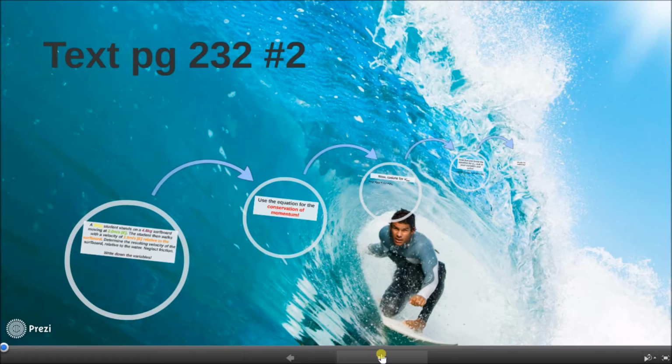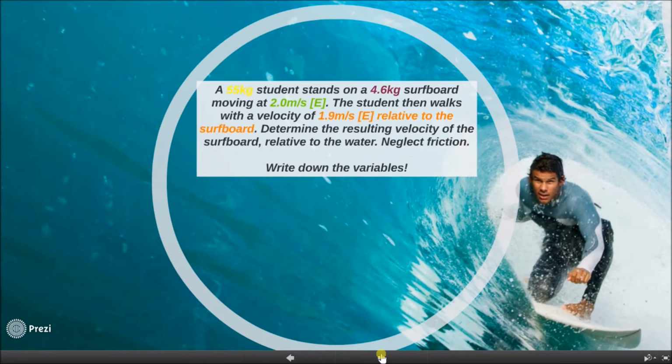Today we'll be learning how to solve text page 232, number 2. Let's take a look at the question. A 55 kilogram student stands on a 4.6 kilogram surfboard moving at 2.0 meters per second east. The student then walks with a velocity of 1.9 meters per second east relative to the surfboard. Determine the resulting velocity of the surfboard relative to the water.